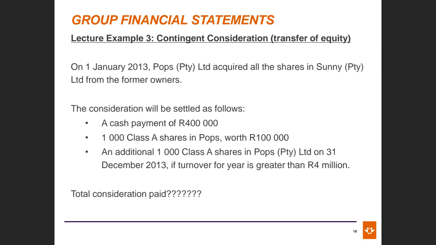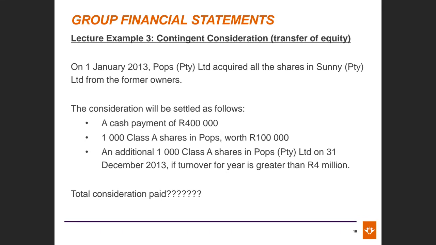So we need to ask ourselves, well, what is the value of the shares on acquisition date? They haven't given us the value per share, but there is a way we can calculate it. So we can calculate the value per share by taking 100,000 Rand for 1,000 shares and getting the value per share and then multiplying that by 1,000 shares.